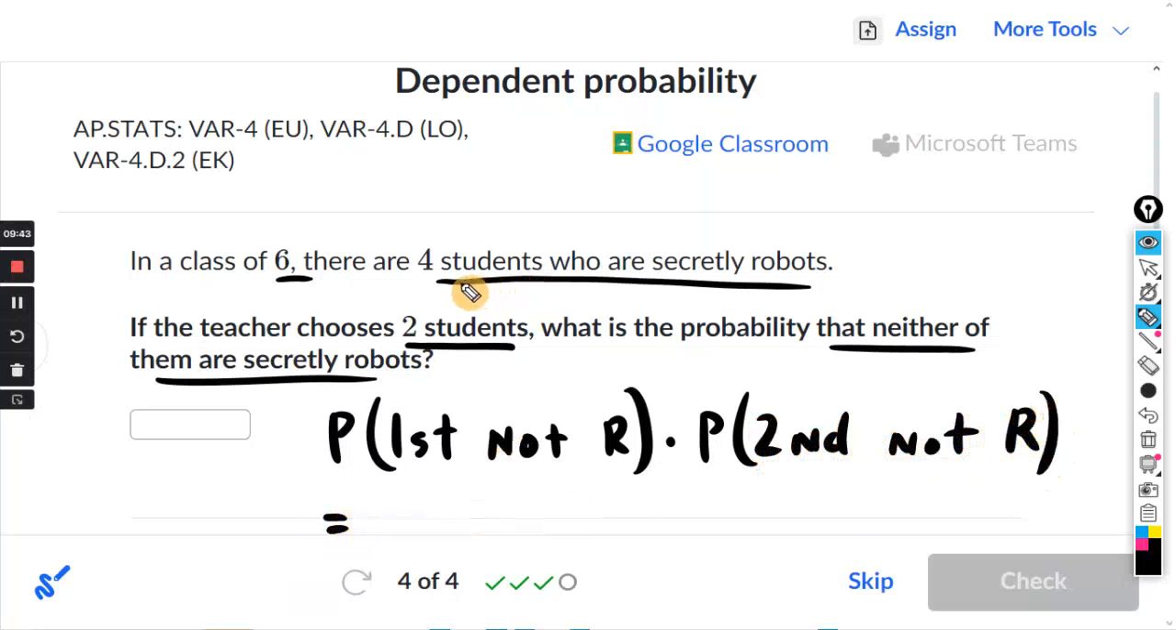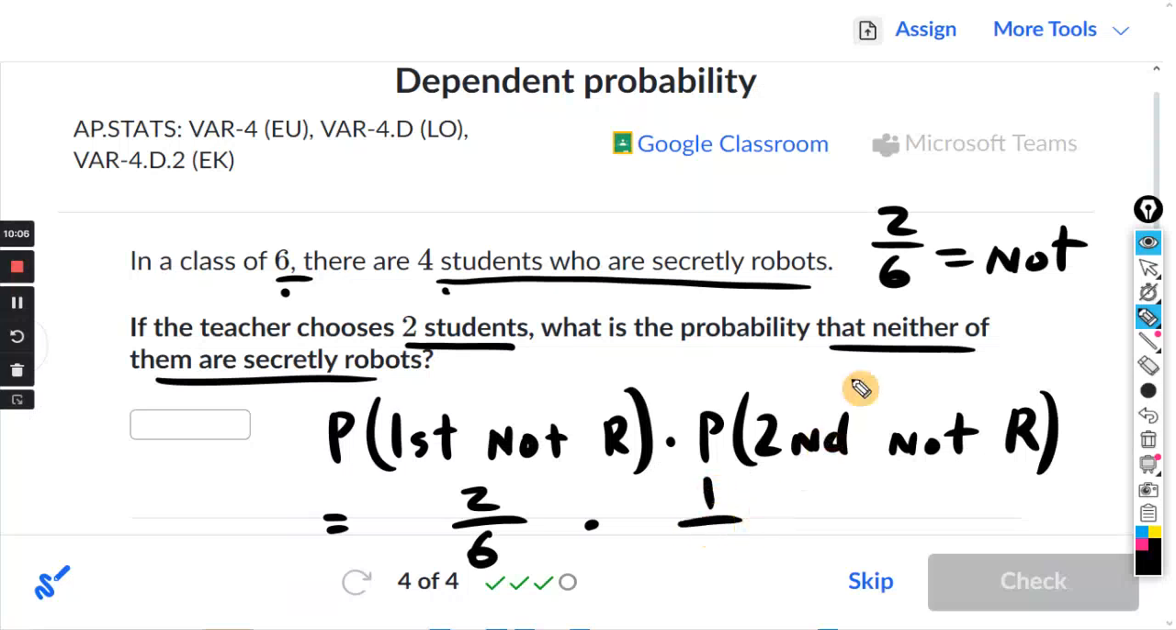All right, 4 out of 6 are robots. That means 2 out of 6 are not. So for the first choice, there's going to be a 2 out of 6 chance that the student is not a robot. And then when she chooses one, out of the 2, there's only going to be 1 left. And out of the total of 6, there's only going to be 5 left.